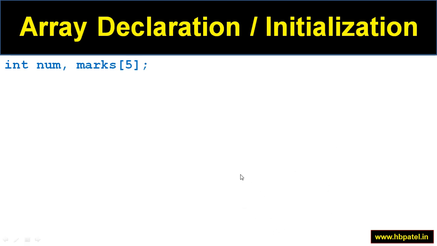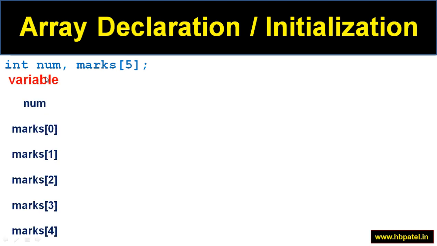So first thing is declaration. How do I declare them? The marks. Let's say marks is nothing but an array, and in square brackets we specify the total number of elements in that array. So over here I have specified 5. That means there are 5 elements in this array, in this group, and all these elements are of type integer. That means there are 5 integer variables in this array marks.